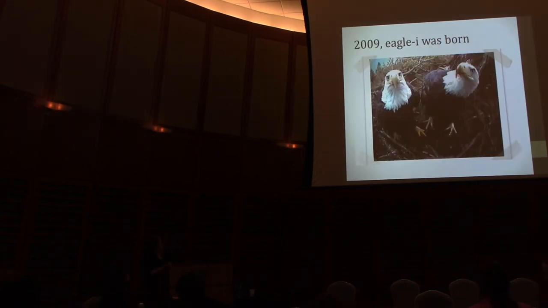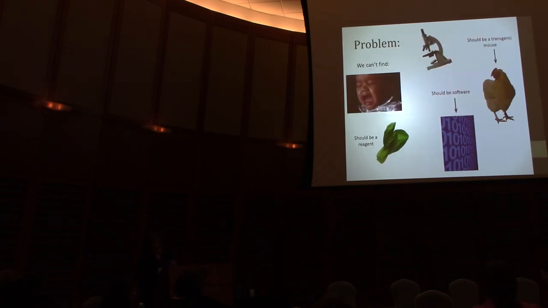But in 2009, a grant was gotten by Harvard and a few other people, and they decided to create a product called Eagle Eye. And Eagle Eye is a resource discovery system for research, it's a discovery system for research objects. Because researchers have a problem. They cannot find the stuff they need to do their research.